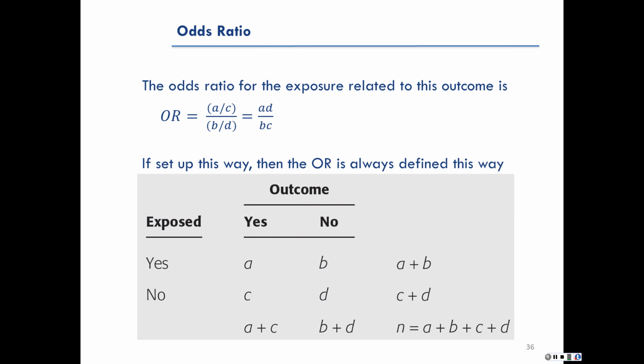And so in order to determine that, we calculate the odds ratio. The odds ratio for the exposure related to the outcome is the equivalent of cell A divided by cell C in that table, in the numerator, then divided by cell B divided by cell D in the denominator. Another way of saying it is we multiply cell A by cell D, and then divide it by cell B multiplied by cell C. So just follow the formula up there, and that's how you calculate the odds ratio.